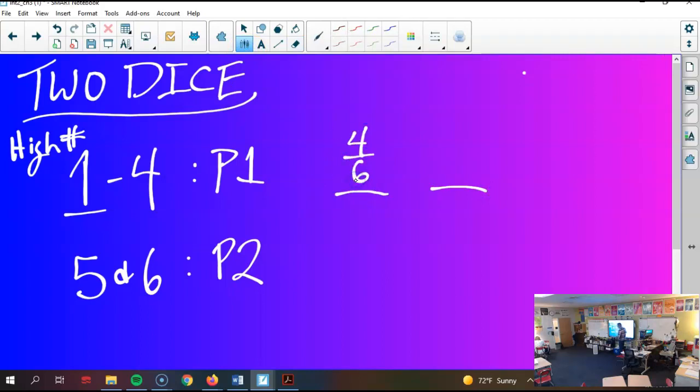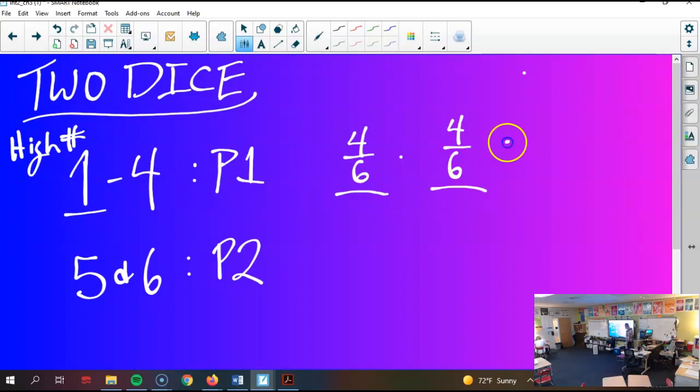I'm going to work unreduced just because we're talking dice. I like to be unreduced at first. So you said 4/6 times 4/6. Yeah. Because 1, 2, 3, 4. 1, 2, 3, 4. Yeah. Both of them have to be. Okay.